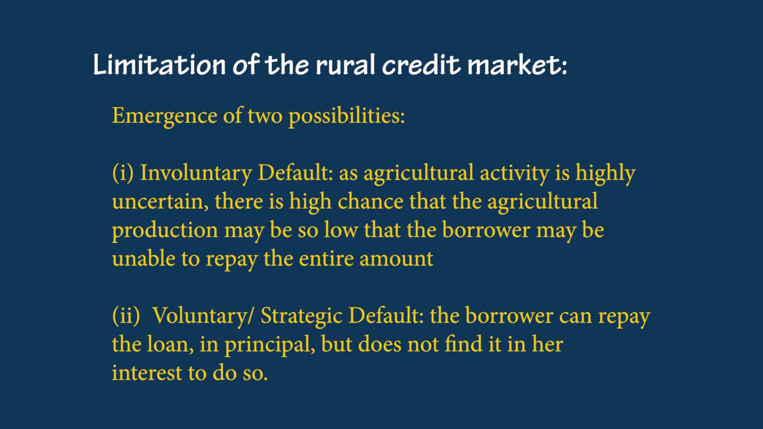Now, this gives rise to two possibilities. The first is the possibility of involuntary default. That is, there is a high chance that agricultural production may be so low that the borrower may be unable to repay the entire amount. However, at the same time, there is also a chance of voluntary or strategic default. In this case, the borrower has the capability to repay the loan, but does not find it in her interest to do so.